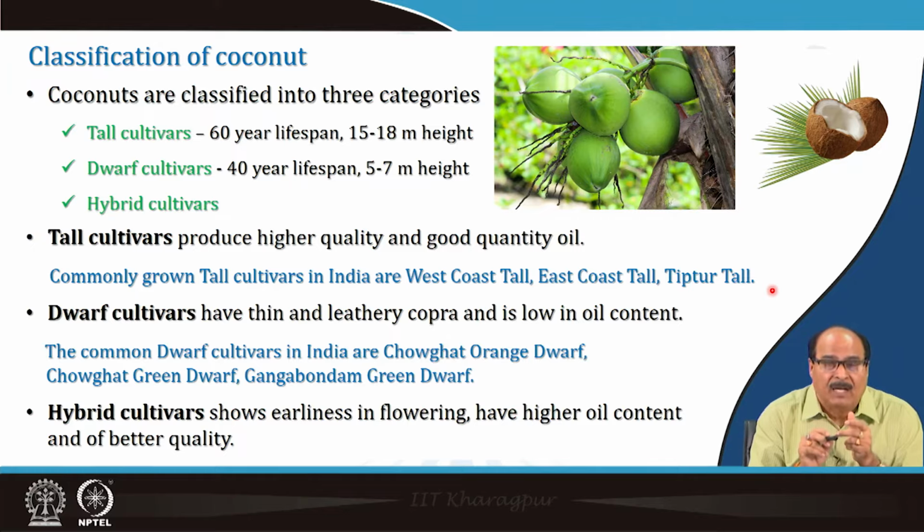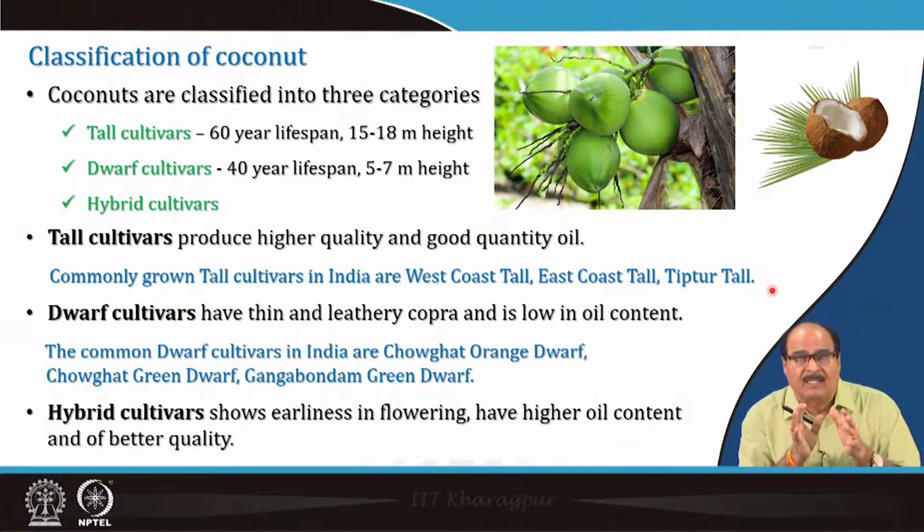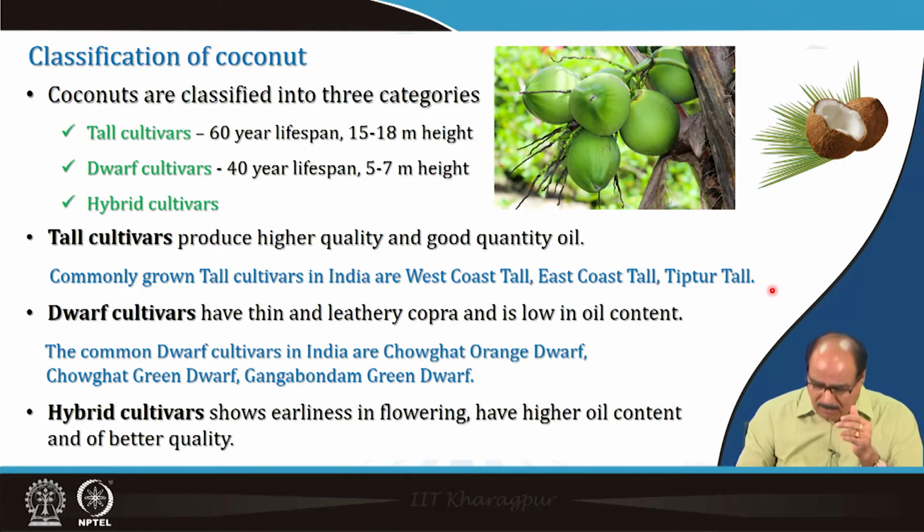Dwarf cultivars have thin and leathery copra and are low in oil content. The common dwarf cultivars in India are Chowghat orange dwarf, Chowghat green dwarf, Ganga Bondam green dwarf and so on. Hybrid cultivars show earliness in flowering, have higher oil content, and give a better quality oil and other products.